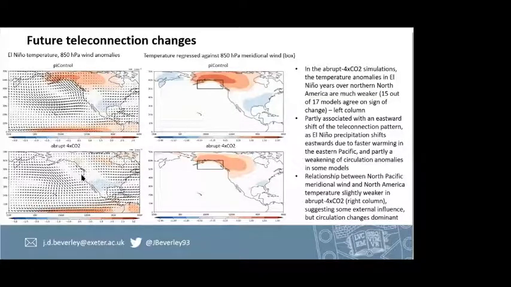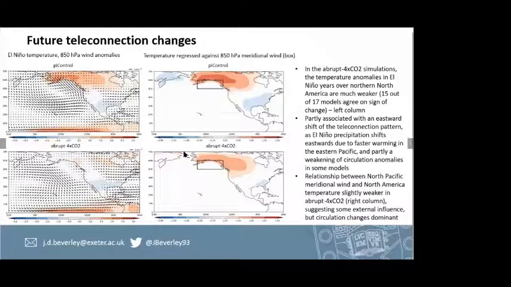The second thing to notice is that the temperature anomalies in El Nino years are much weaker across almost all of North America. And this is partly associated with the eastward shift of the circulation anomalies, but also a weakening of the circulation anomalies and the anomalous low pressure in some models.